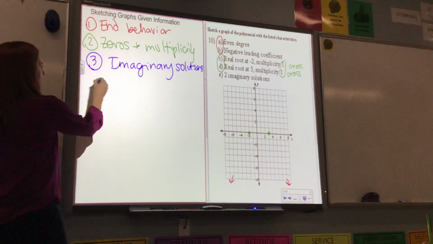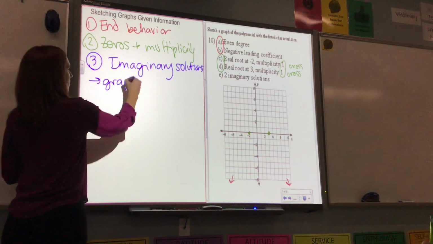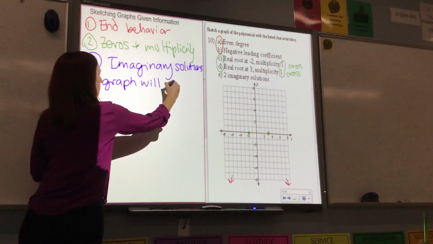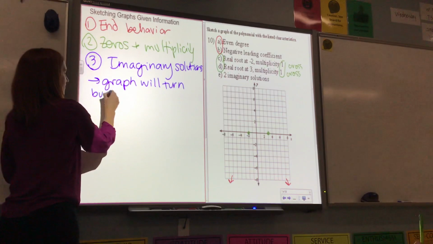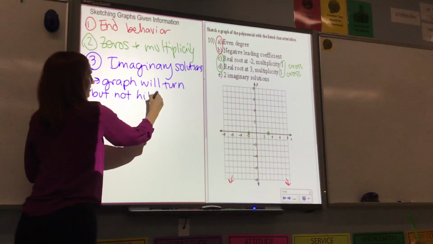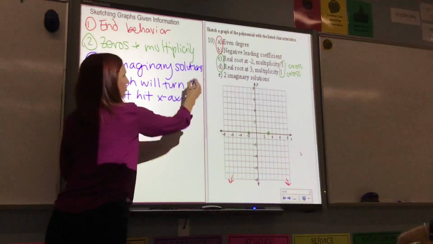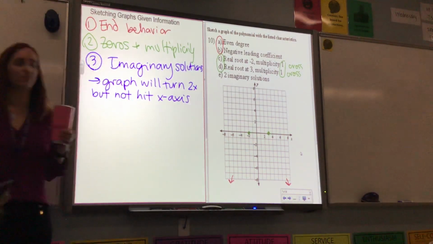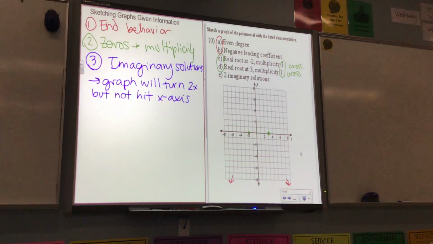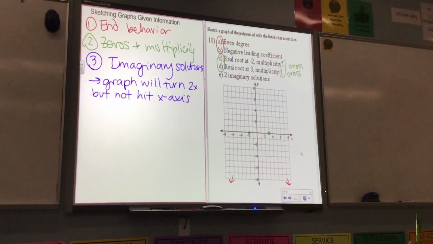Okay? What this means is your graph will turn somewhere, but not hit the x-axis. Because there's 2, usually it will turn 2 times. Sorry for adding that in late. I'm going to show you how to do that. You get to pick wherever you want to put it though, because it doesn't tell me anything about where it is. Later I'll teach you how to find where it is. Use your imagination.